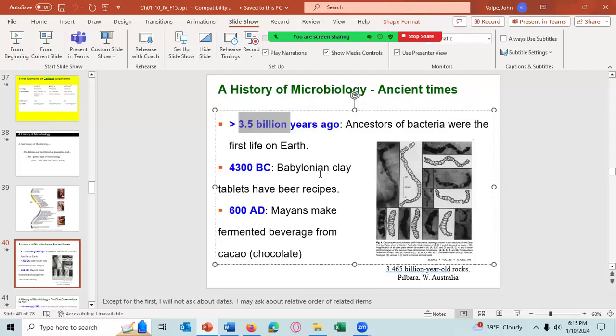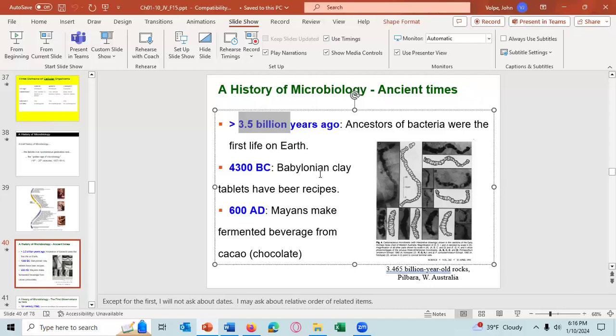Now, the next mention of microbiology was the Babylonians, who wrote on their clay tablets recipes for making beer. They did not know that they were using microbes to make the beer, but that is how the beer got made. The next would be about 600 AD. The Mayans used microbes to ferment a beverage from cacao that we would call chocolate today.